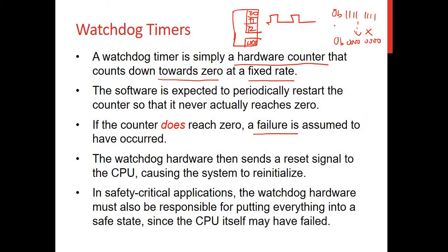So what I must do is continuously go in, and before it reaches the end, issue a reset, so that it goes back to the start and counts again. The software in our application is expected to periodically restart the counter so that it never goes to 0. If there's ever a situation where the watchdog timer goes to 0, then we can say that a failure has occurred. That means we were not able to do this periodic reset. Something has gone wrong, so that is why a watchdog hitting 0 is deemed a failure.